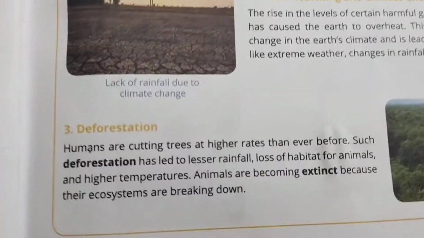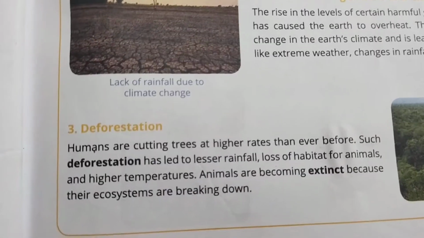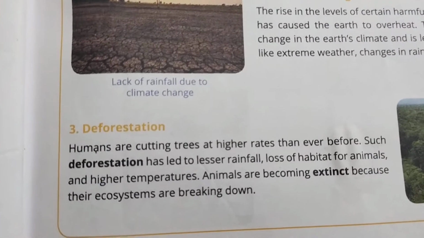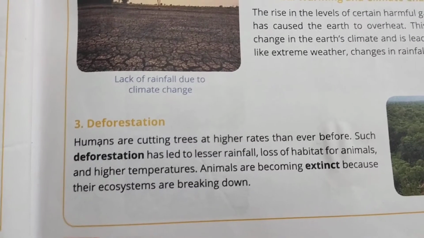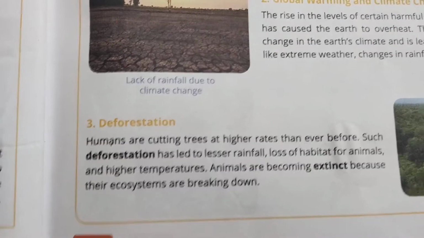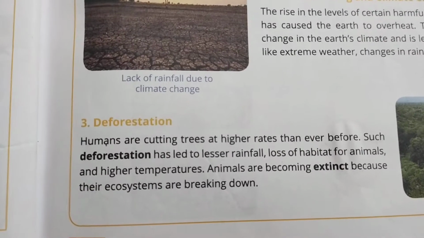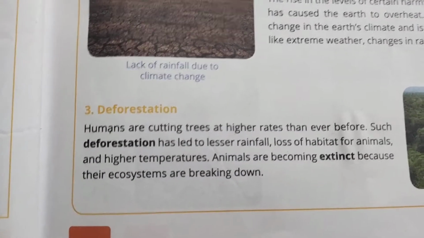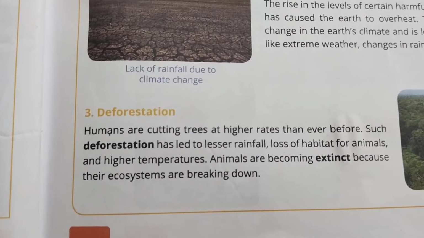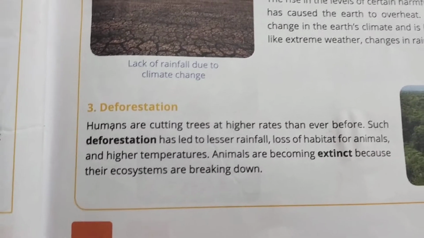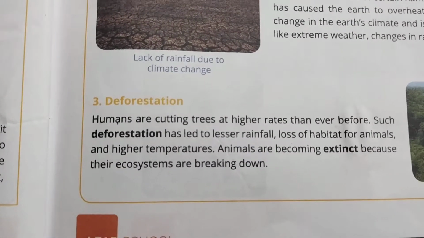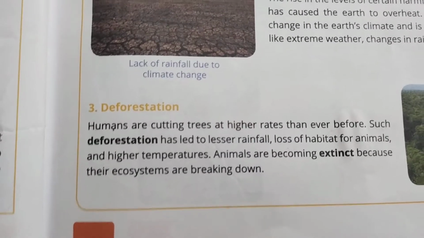So when this deforestation has been done, what will happen? The rainfall will be very less, there'll be a great loss of habitat for animals, and there'll be higher temperatures, like we couldn't face the heat of the sun, right? So these are the damages we'll get. Animals are becoming extinct because their ecosystems are breaking down. Extinct means what? We couldn't find animals over there, isn't it?